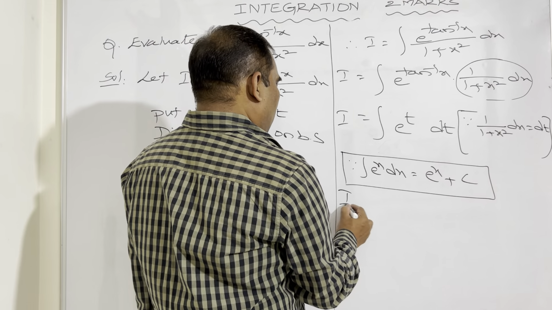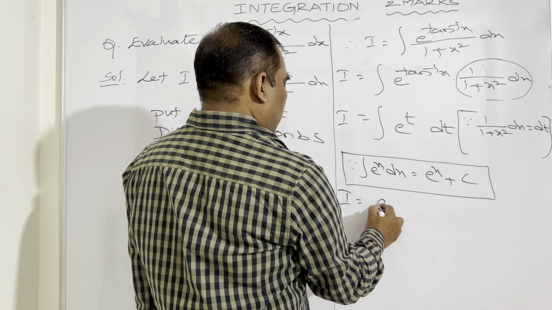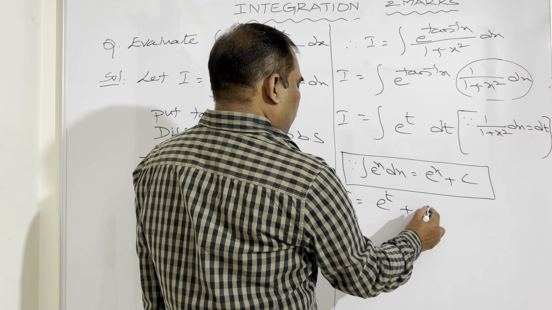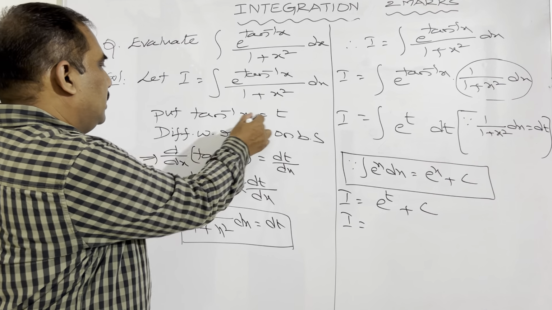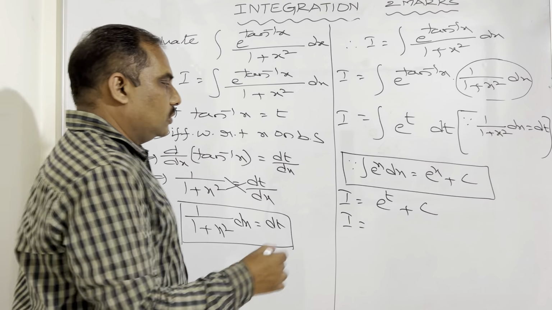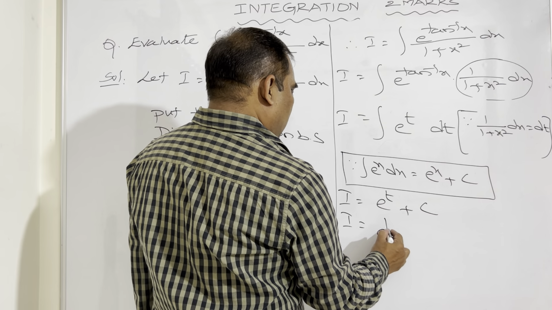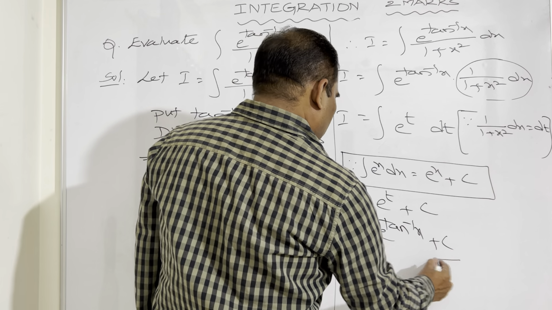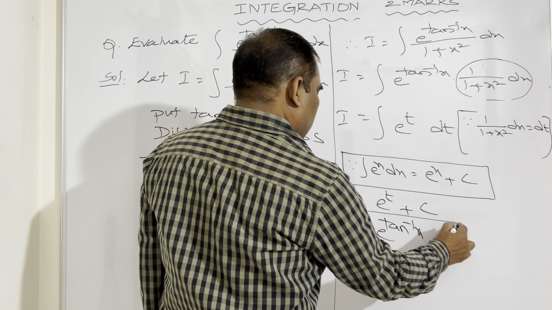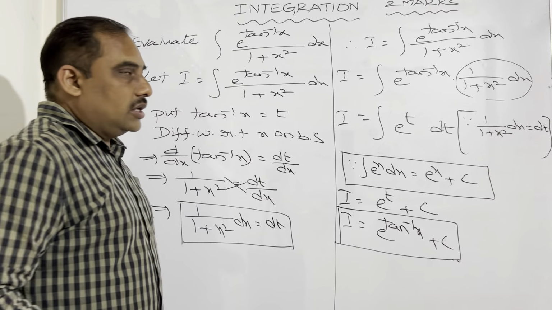So I is equal to e power t plus c. Finally, what we have taken here is t is tan inverse x, so t is replaced by tan inverse x. So e power tan inverse x plus c is the final solution of the given integral.